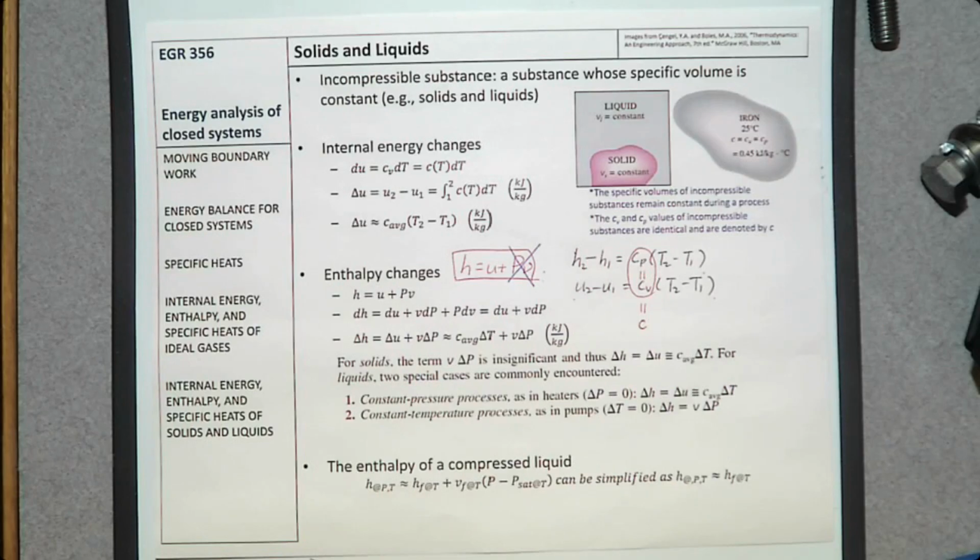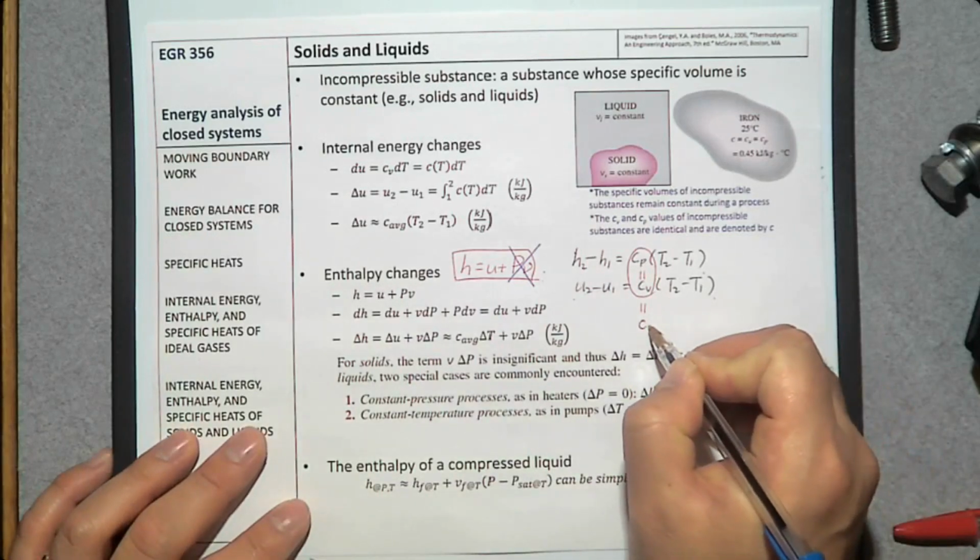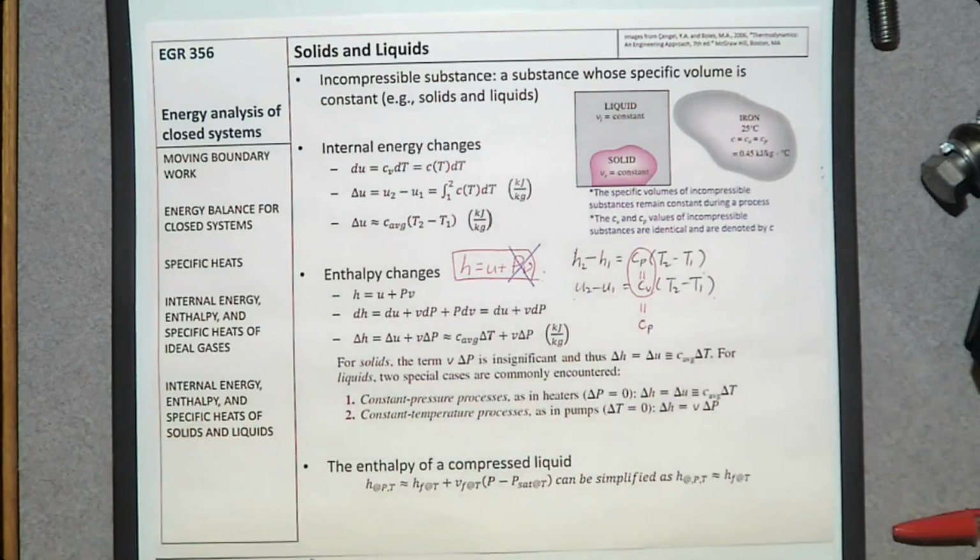However, when you go to the field, you will see people saying this one is a Cp, even though there is only one C. Cp is more common than Cv, so people just call this one Cp. But that doesn't mean that there's a Cp and Cv. In solids or liquids, there's only one specific heat. Okay?